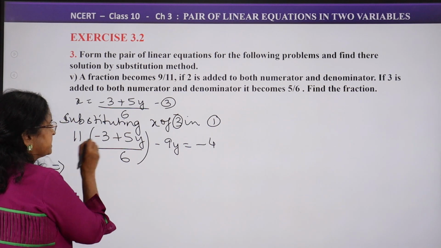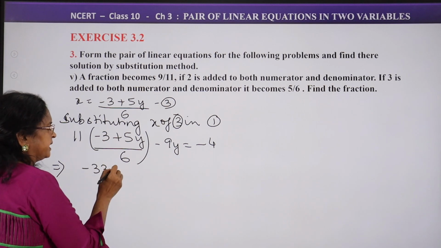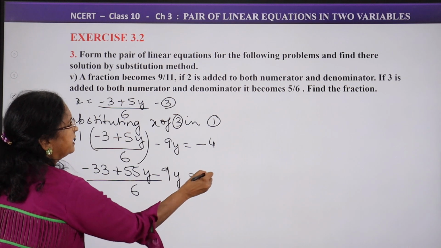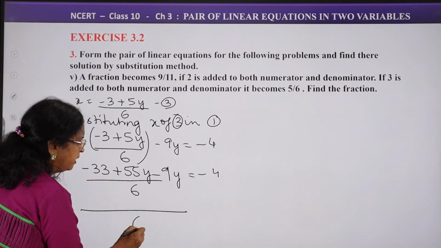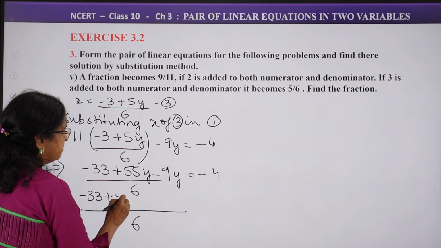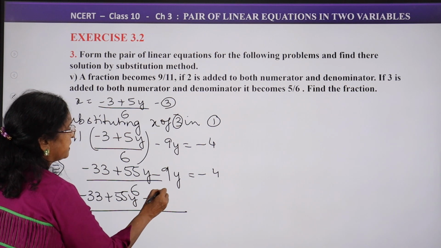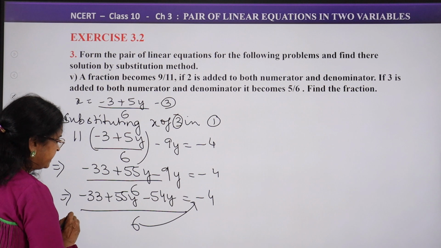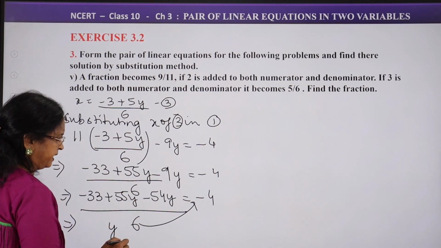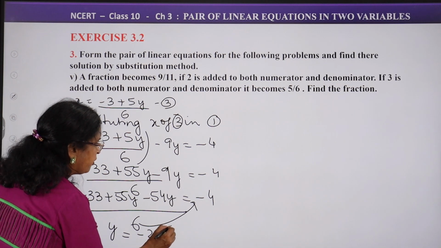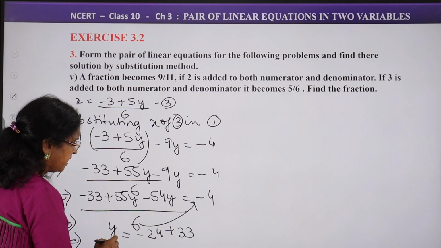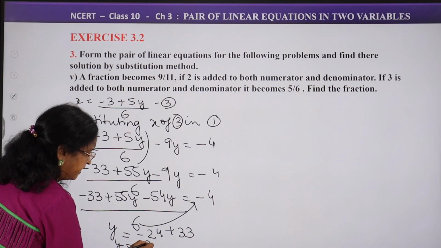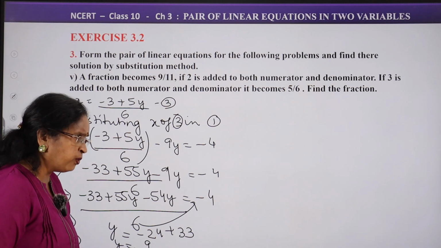Alright, that implies 11 multiplied inside: minus 33 plus 55y whole by 6 minus 9y is minus 4. I take the whole LCM. Minus 33 plus 55y minus 54y is equal to minus 24. 6 multiplied, 55 minus 54 is y. Y is equal to minus 24 plus 33. What is the answer? Y is equal to 33 minus 24. Y is 9.